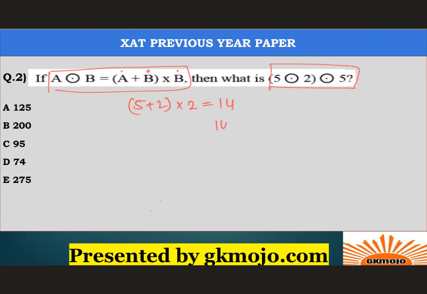Now you have 14.5, right? This circle 5. So basically now it will be 14 plus 5 into 5, right? So this is 19 into 5. This comes out to be 95.